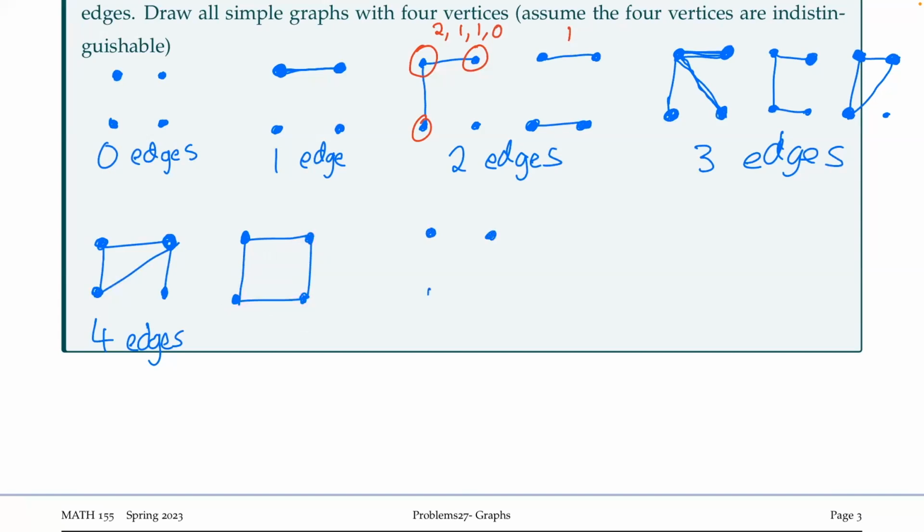5. So if we start with our square here, we can draw one other link, say like this. There's only one way in which we can do this. Again, you can pick them up and move them around. There's only one way you can get 5 edges. And 6 edges, there's only one way in which you can do 6 edges.